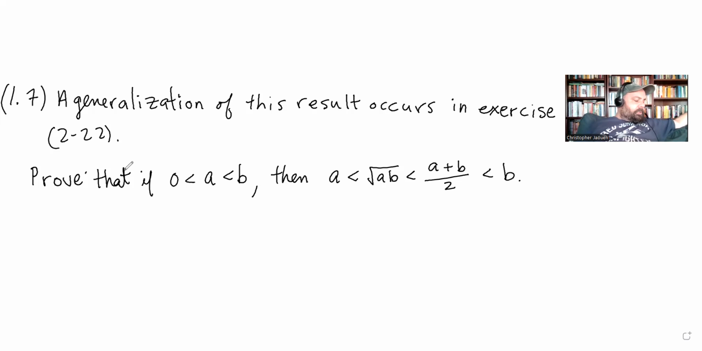He has a note here. It says also, notice that the inequality square root AB less than or equal to (A plus B) over 2 holds for all A, B greater than or equal to 0. And then he says, generalization, this occurs in problem 22-22. So that's the statement that we want to prove, right? So let's actually do that right now.